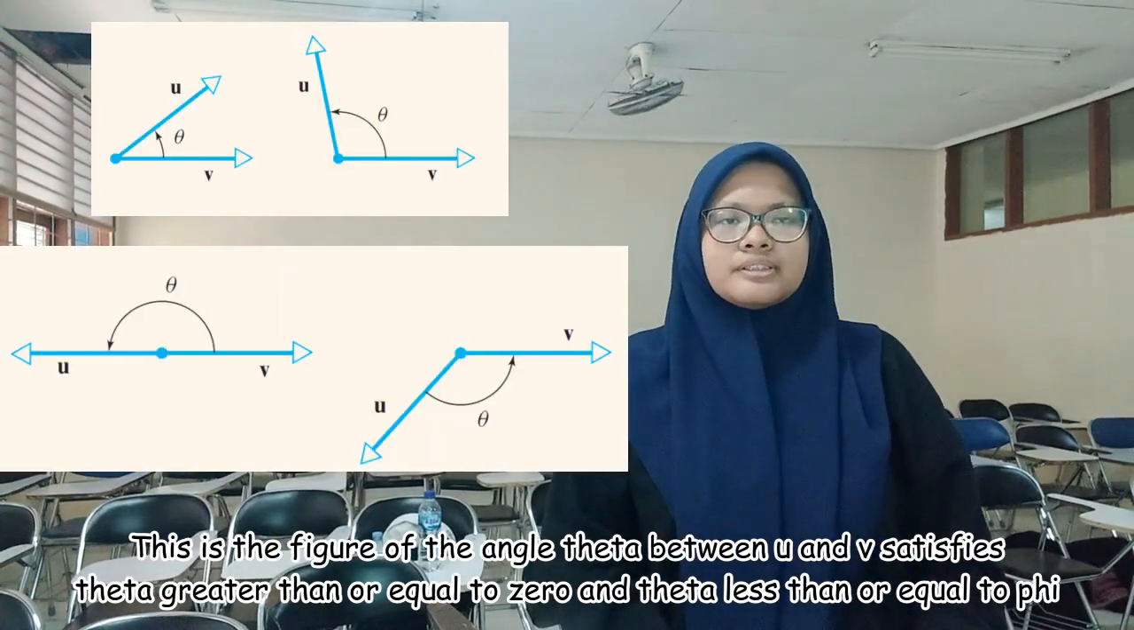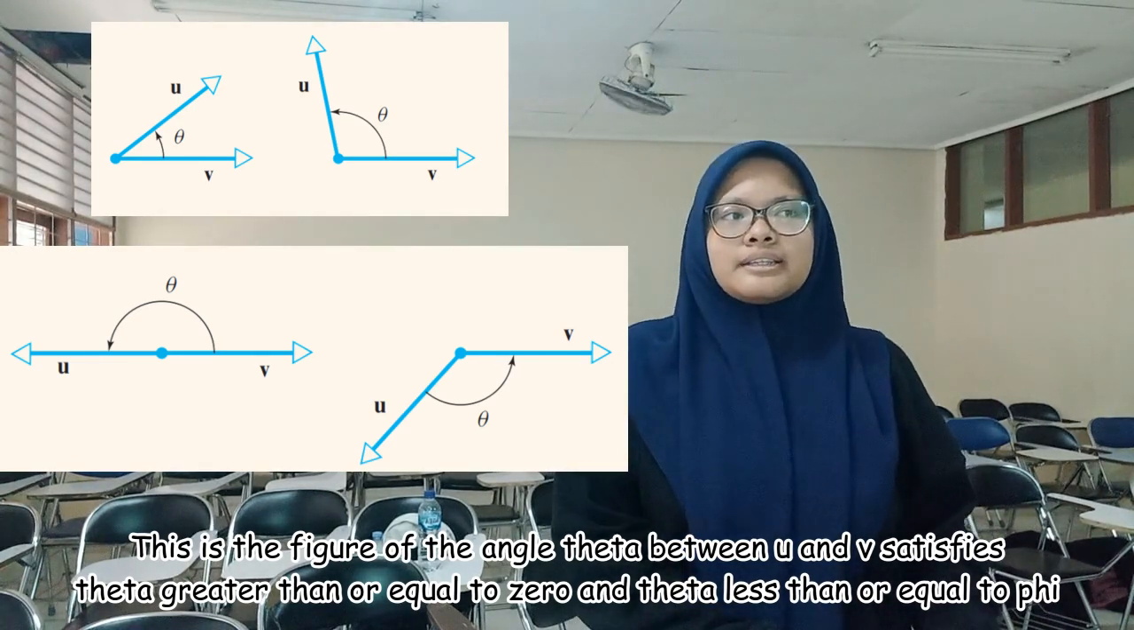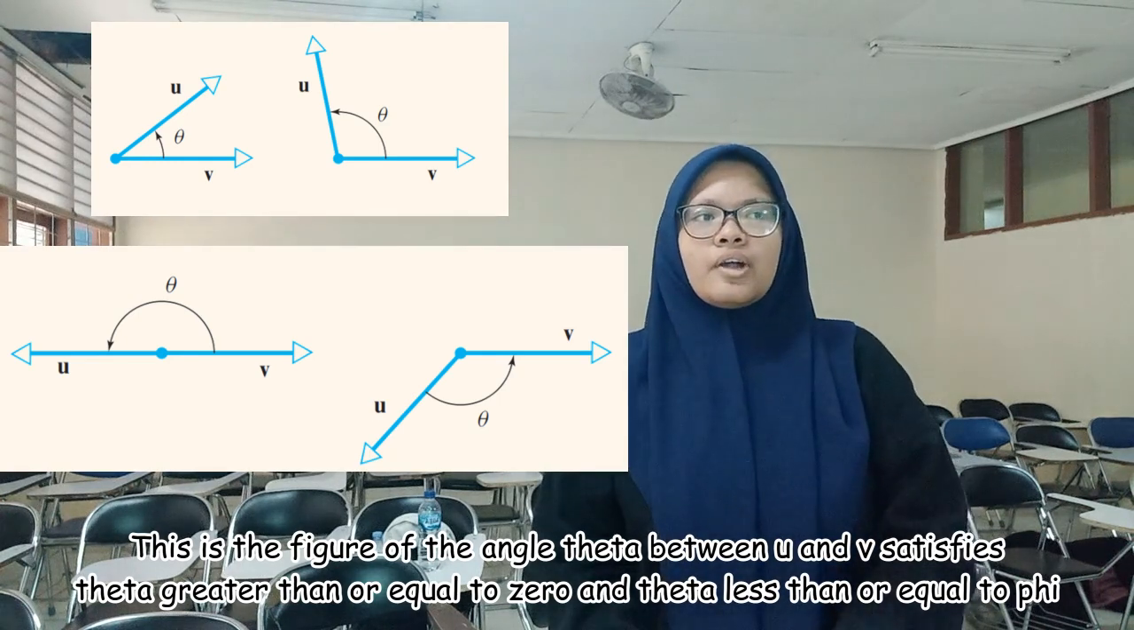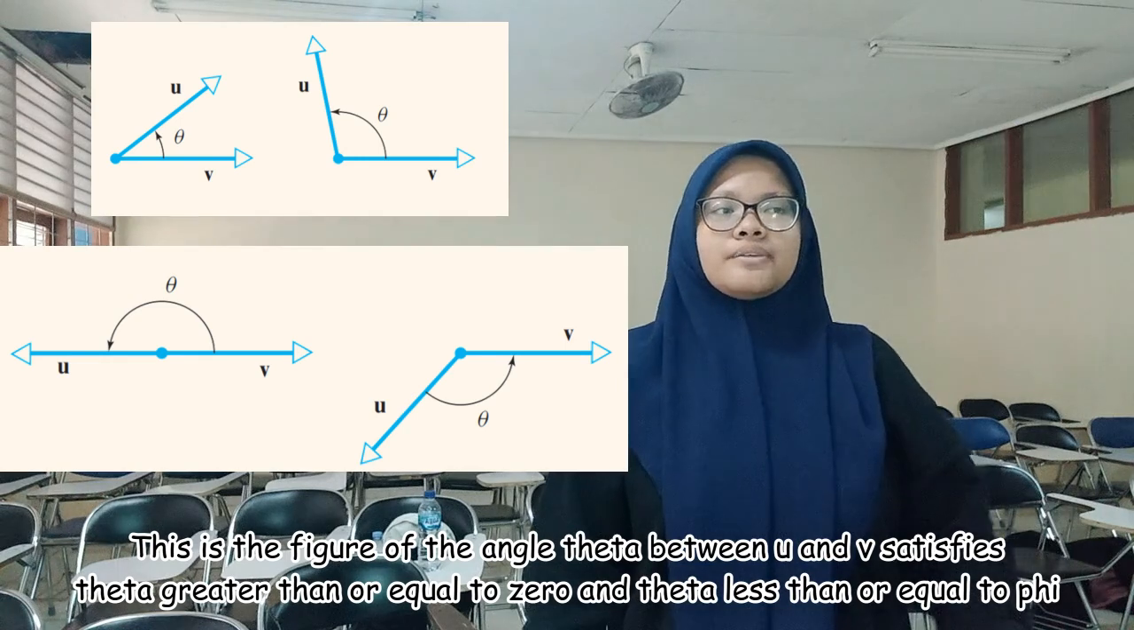This is the figure of the angle theta between U and V, which satisfies theta greater than or equal to 0 and theta less than or equal to pi.